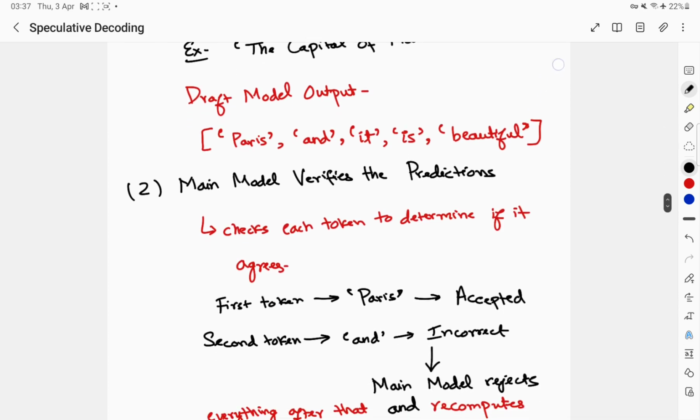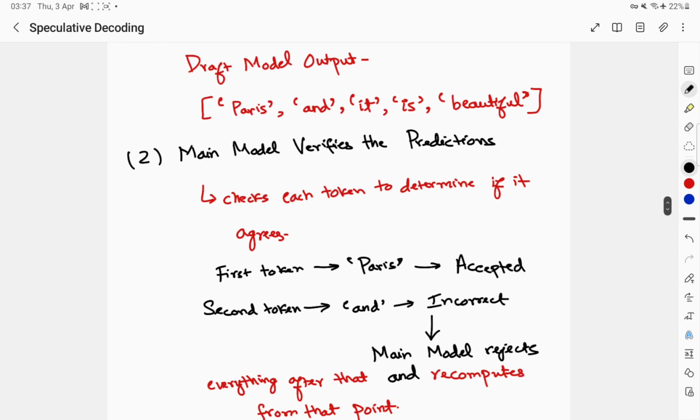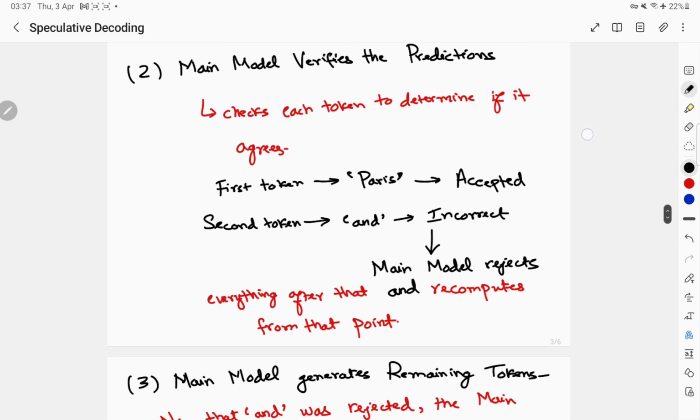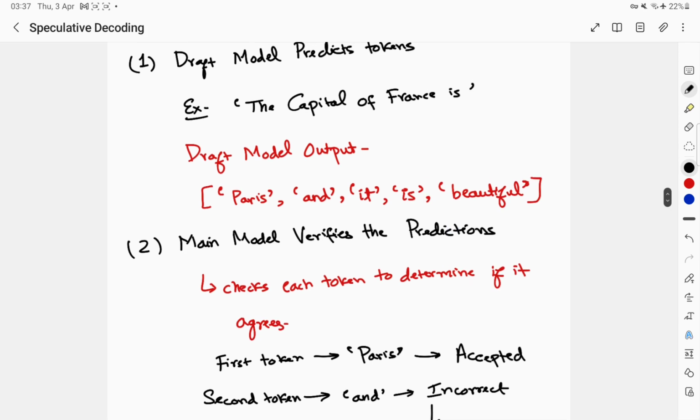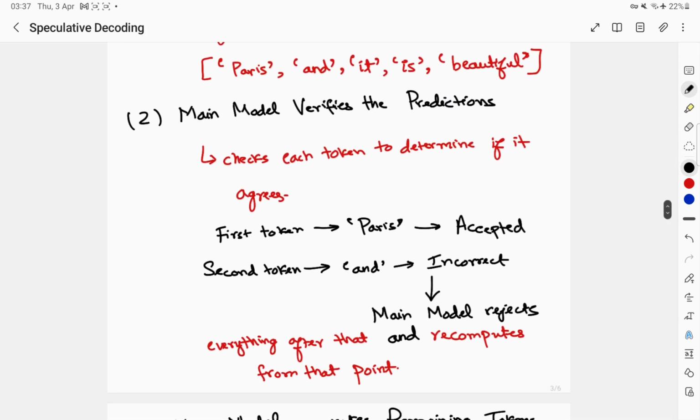And then the main model can verify these predictions. It can go token by token, taking each token to determine if it agrees with that or not. And when I say each token, it's pretty obvious that we can parallelize these tasks and look at these tokens in parallel. So the first token in this case could be, let's say, Paris. Let's say the model tries to evaluate this token: the capital of France is Paris. It looks good to the main model, so it accepts that.